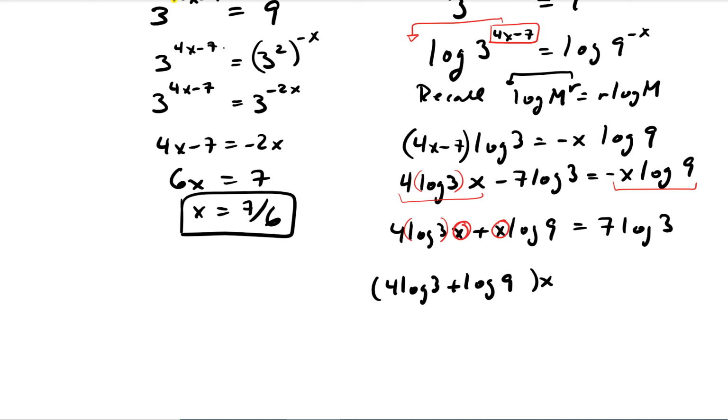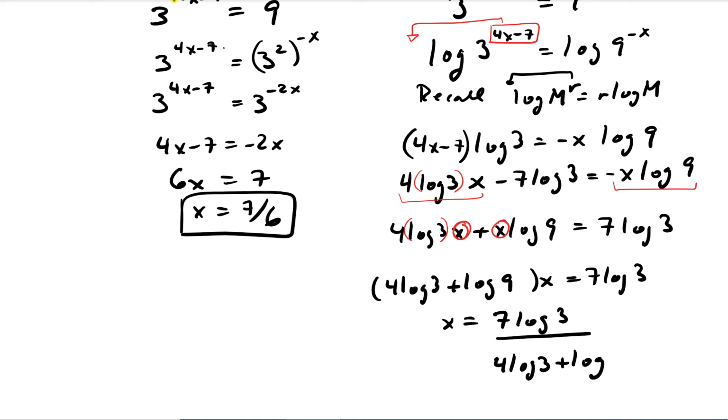This is me regrouping my terms together. It's like if you've got 12x minus 4x, it's 8x. That's sort of what I'm doing here, except that the 8 is some funky expression, 4 log 3 plus log 9. And that's 7 log 3. And finally, to get what x is, I divide by 4 log 3 plus log of 9. And this is my final answer.